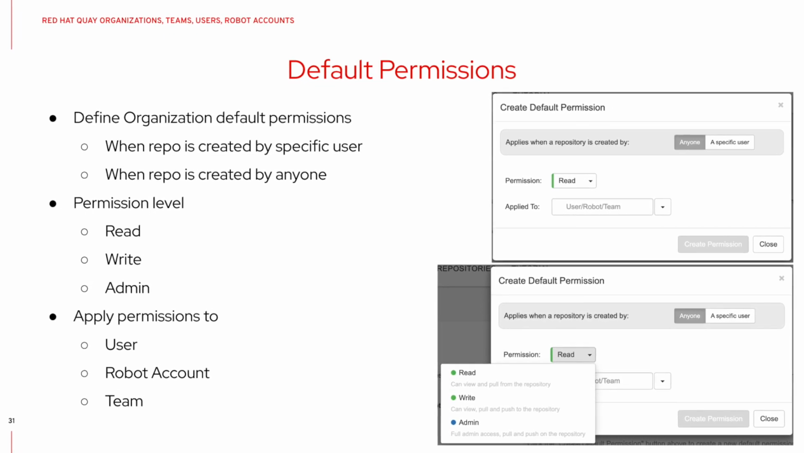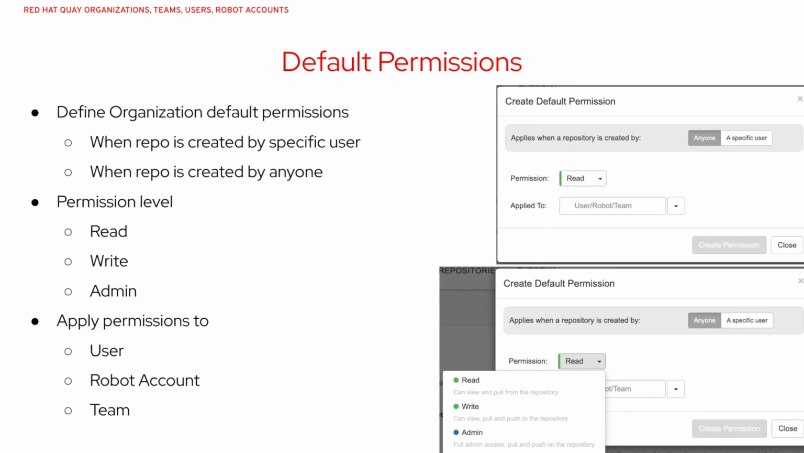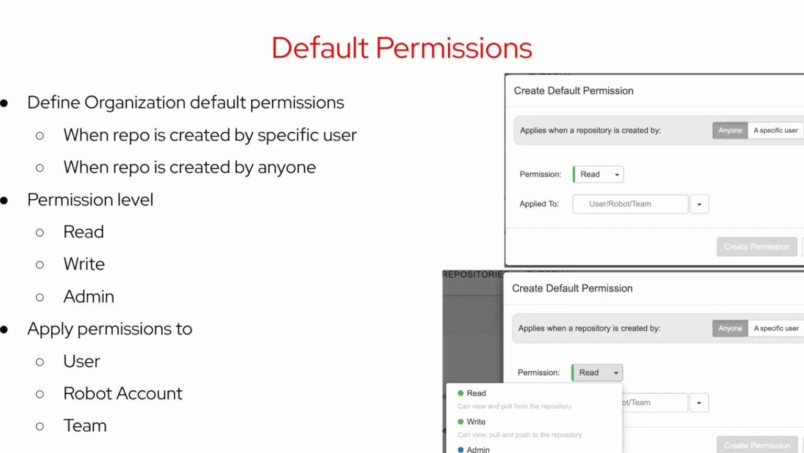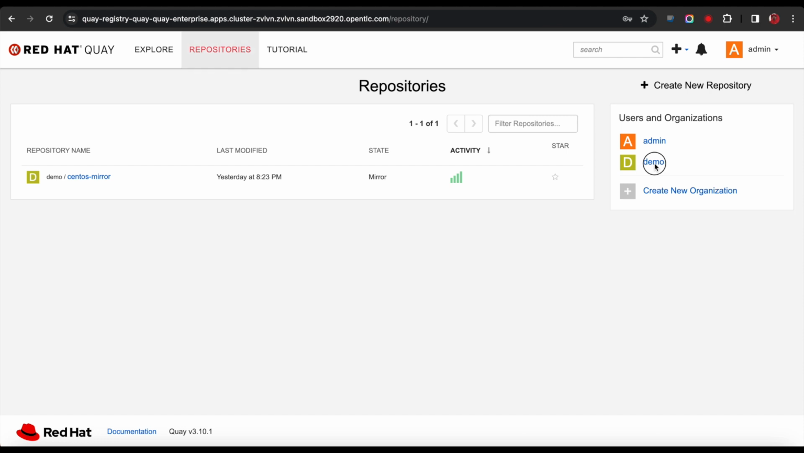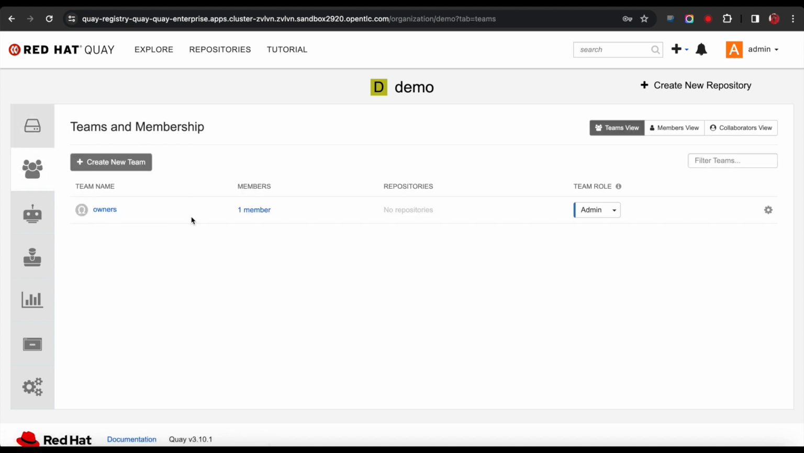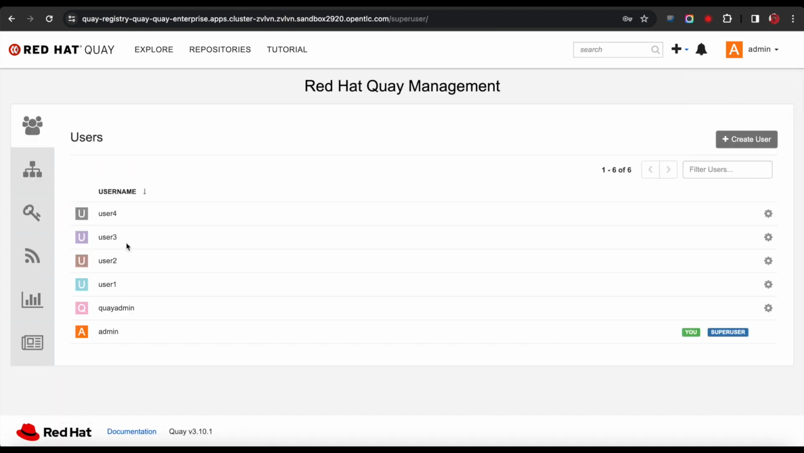This is a quick demo for users, teams, and role-based access control. Starting with the demo organization, we can check the teams, right? And you can see we don't have any teams except the default owners team. So let's check how many users we have. Right now we have 4 users, user 1 to 4, and then Quay admin.